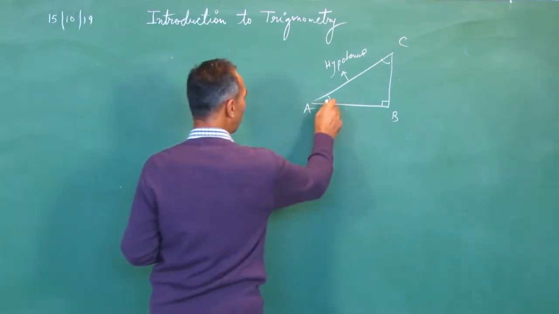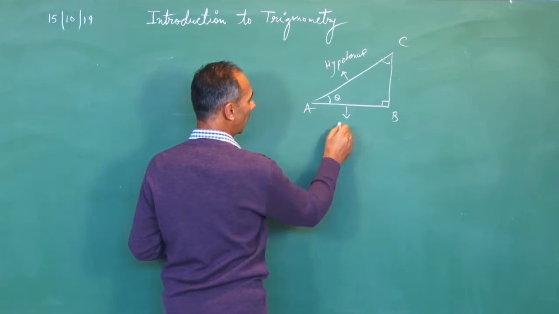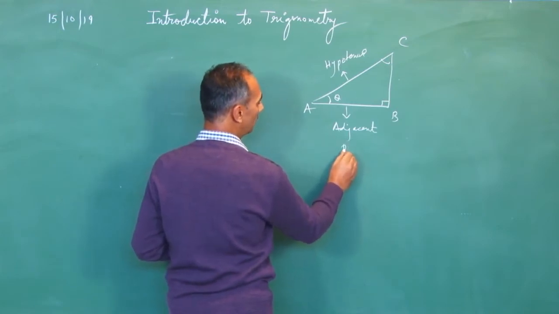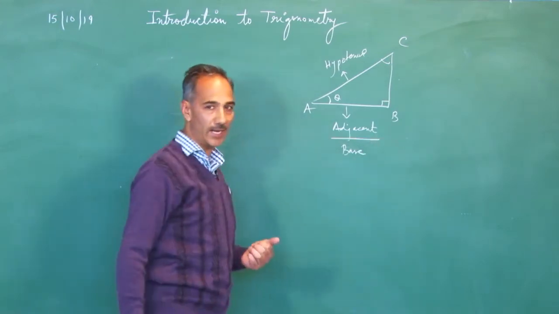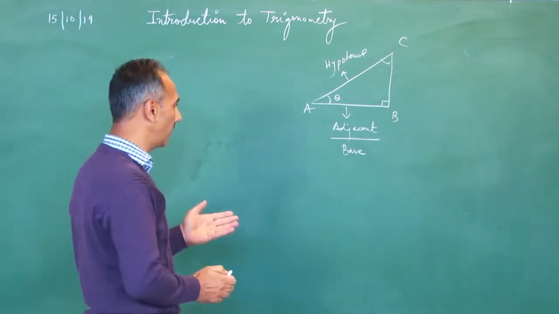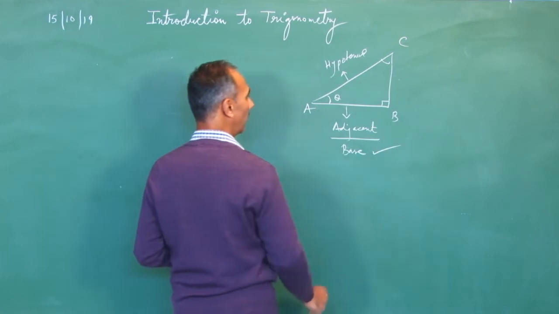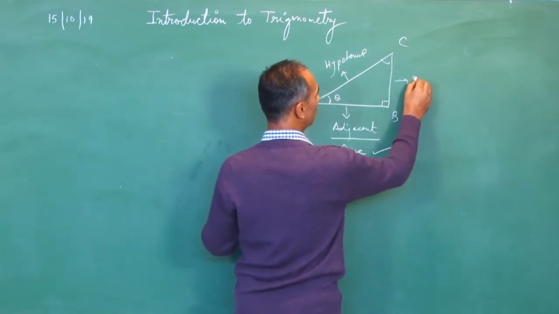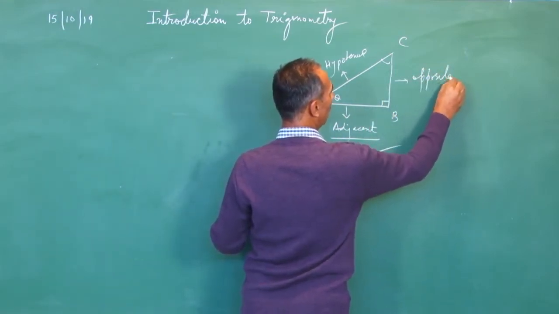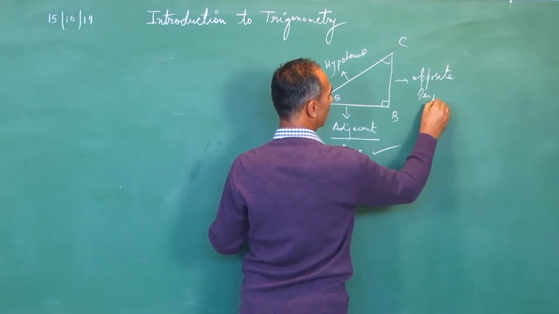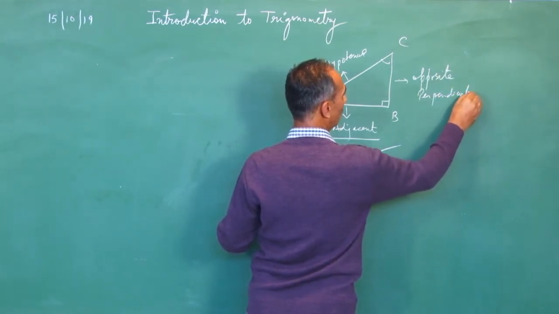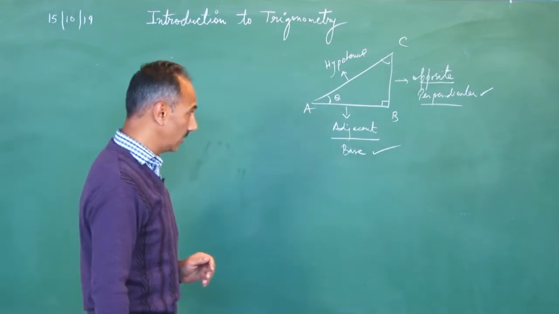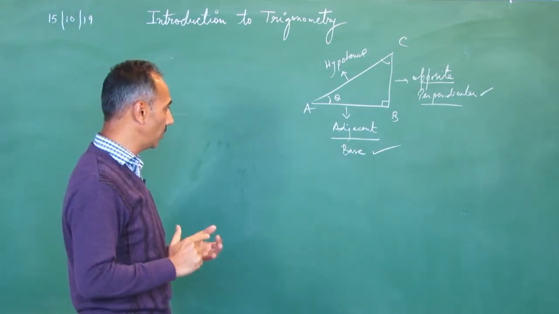Or if this angle is given, let this be theta, then this AB is known as the adjacent. You call it adjacent side. And there's one more name, you call it as base. So either you name it adjacent side, or you call it as base. Let's take this term base. Now this side BC, it's opposite to the acute angle, you call it as opposite. So this is opposite, or it's also known as perpendicular. Let's take the term perpendicular. That means you have 3 sides of a right angle triangle: hypotenuse, perpendicular, and base.